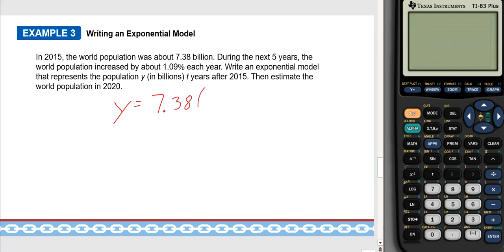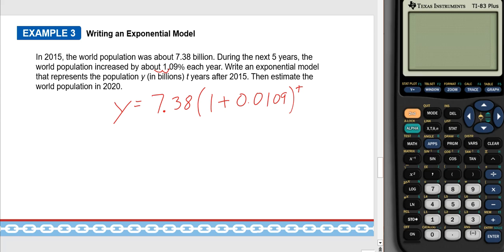And then they tell us that the population is going to increase by about 1.09%. So since this is growth, right, we're going to go 1 plus, and we're going to write that 1.09% as a decimal. So we're going to scoot the decimal 2 places to the left. So that would be 0.0109. And then our exponent then is going to be T years after 2015. So that is our exponential model.